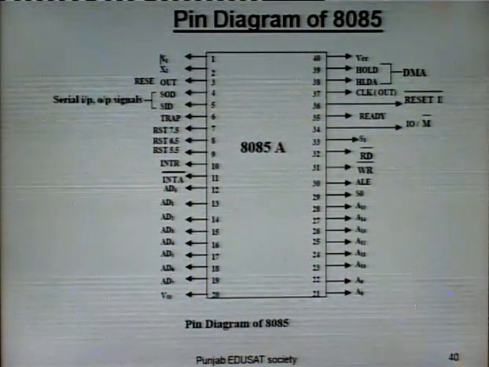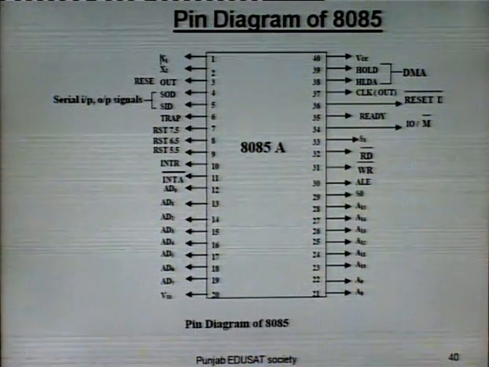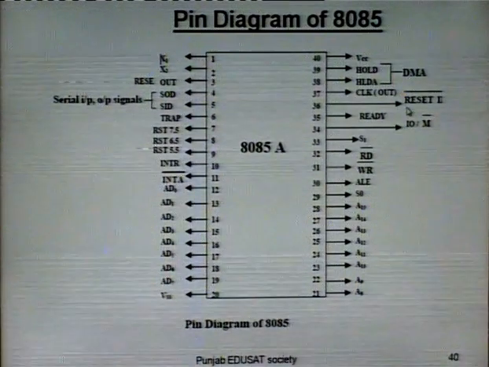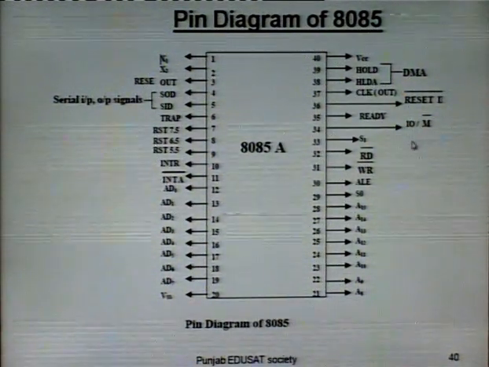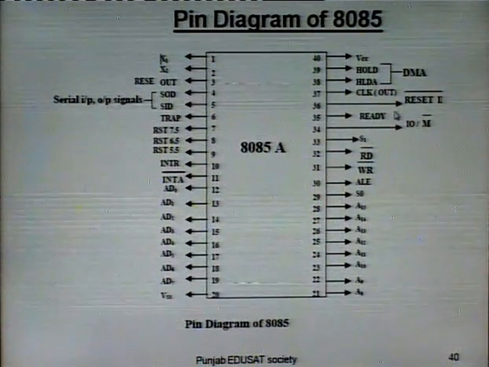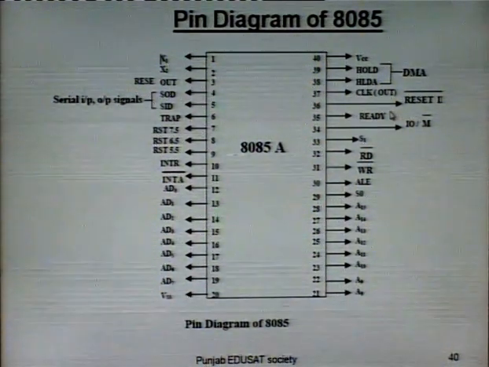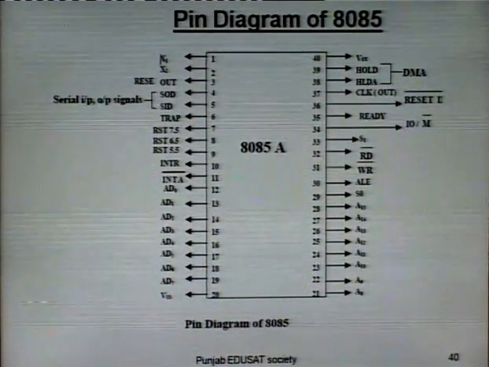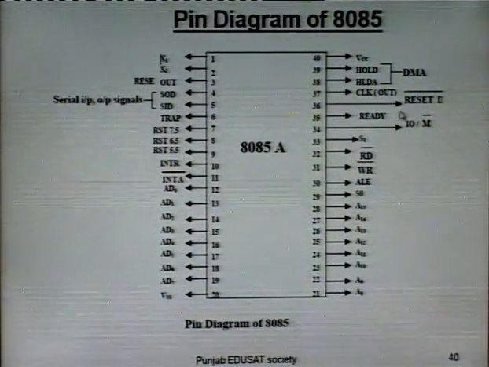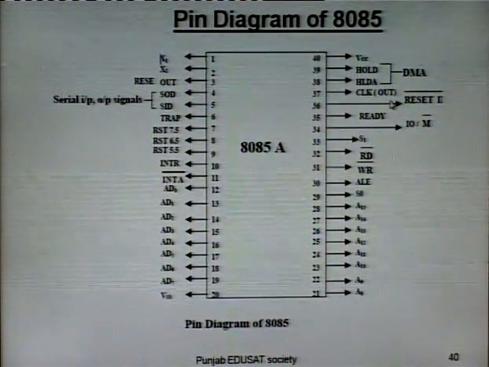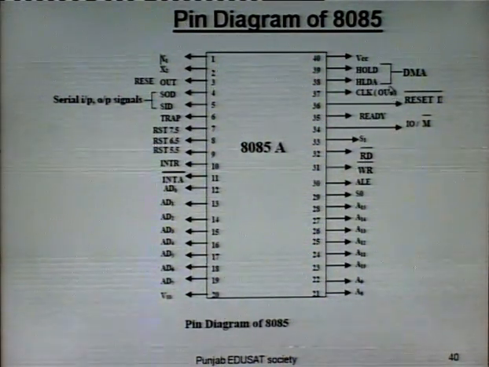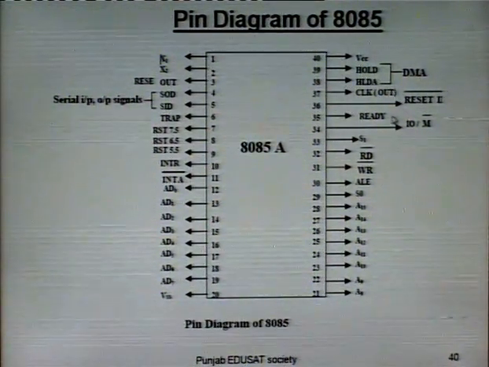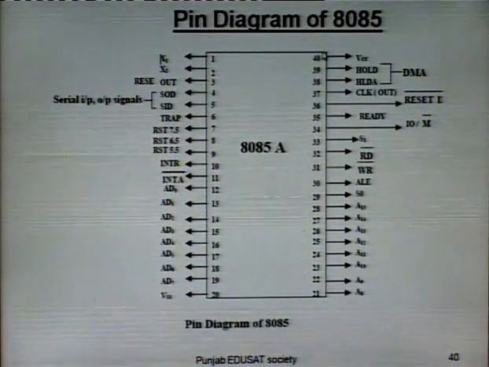Then we have write and read, both active low signals. After that, we have RESET IN. Reset in is an active low input signal. It sets the program counter. When it is low, it sets the program counter to 0. Then we have CLOCK OUT. This is for providing the clock to the other peripheral devices.